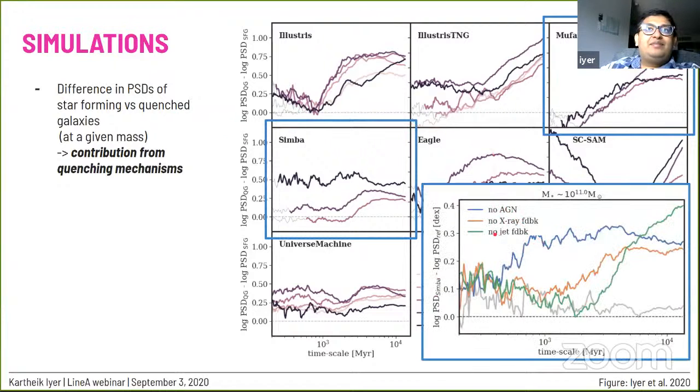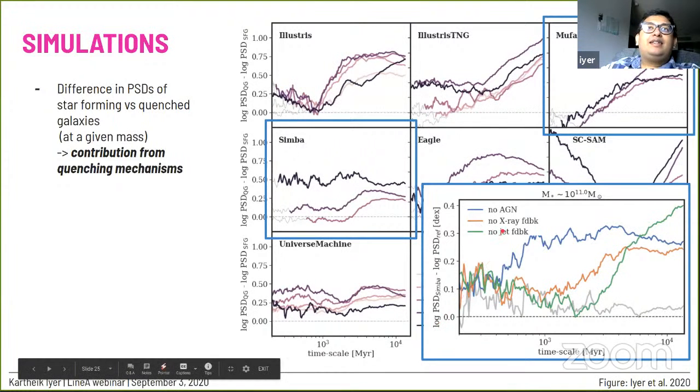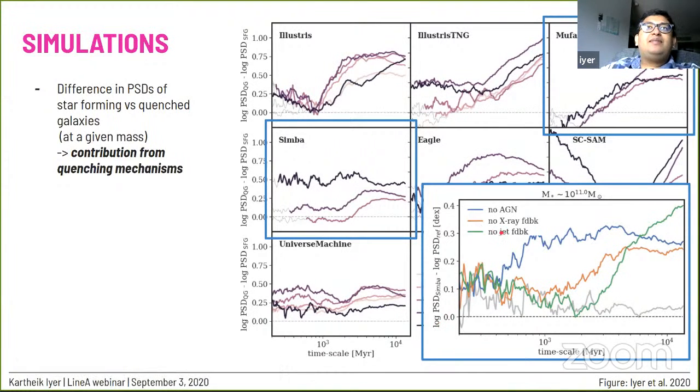So we can do the same thing with Simba, where we look at smaller simulations of the same physics, but with turning off certain kinds of feedback to see what happens to the PSDs. At a given stellar mass, you can see that either turning off AGN or turning off specific parts of the AGN feedback model, which is either the X-ray heating or the jet feedback, can cause very different profiles for the timescales. And so we can use these to figure out what the excess in Simba versus Mufasa comes from.